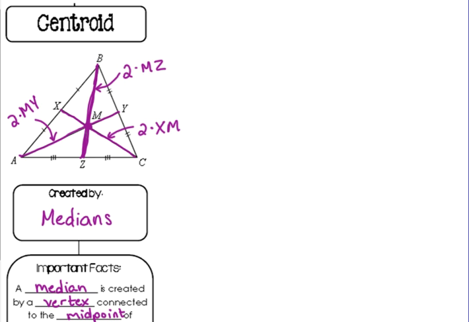I think last year when we looked at the test, there was one question on centers of triangles. So it's really just a matter of, do you remember which one's created by what? All right. So circumcenter is created by your perpendicular bisectors. Incenter is created by your angle bisectors, and your centroid is created by your medians.